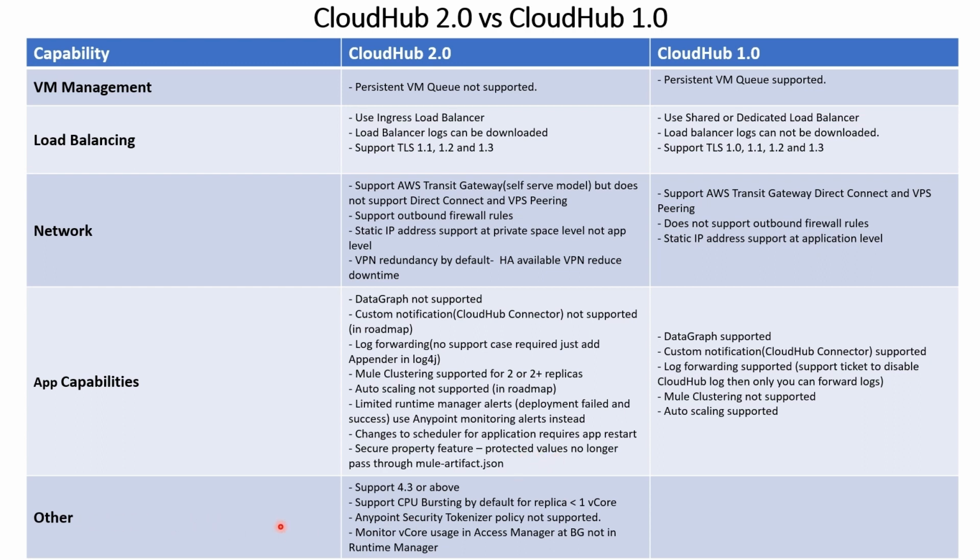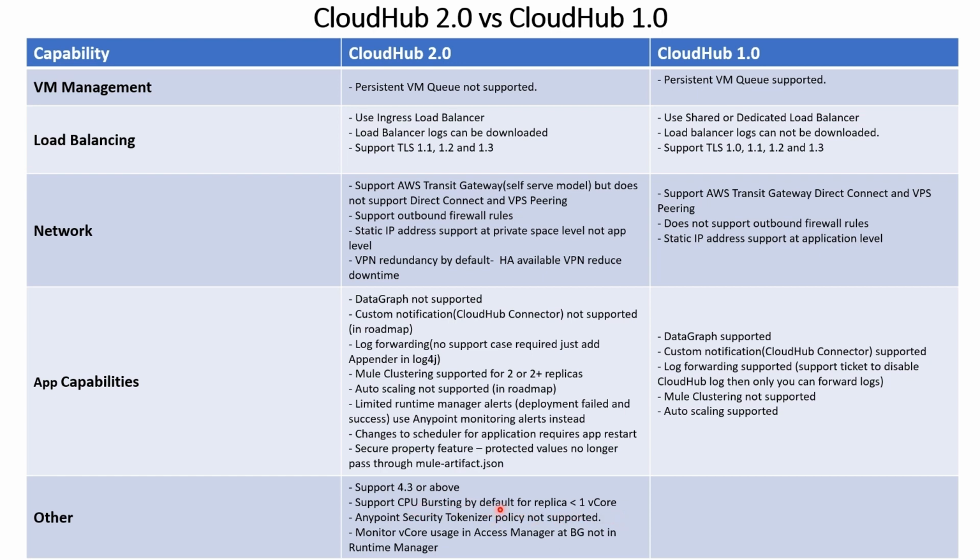There are some other differences between CloudHub 2.0 and CloudHub 1.0. CloudHub 2.0 does not support Mule runtime 4.2 or less. It only supports Mule runtime 4.3 or above. CloudHub 2.0 supports CPU bursting, and it does support the CPU bursting for replica size of less than 1 vCore, and it's supported by default.